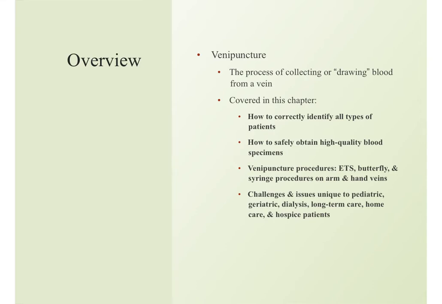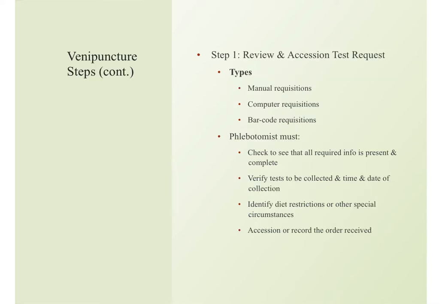All right. So the venipuncture is the process of collecting or drawing blood from a vein, vein puncture. The first thing we're going to do is review and accession the test request. Accession means we're putting it in the computer, okay? We have manual requisitions, computer requisitions, barcode requisitions. Requisitions are a request, okay?